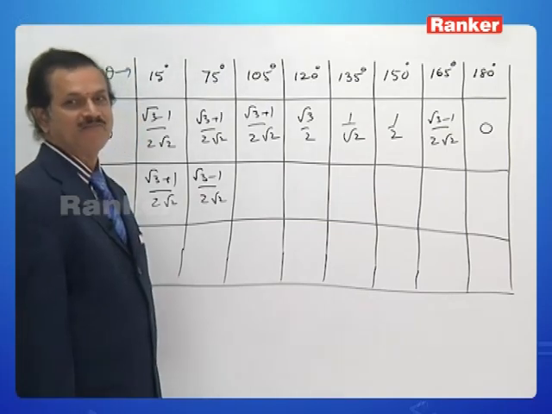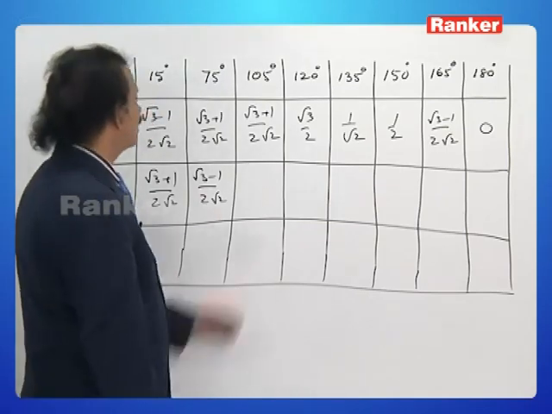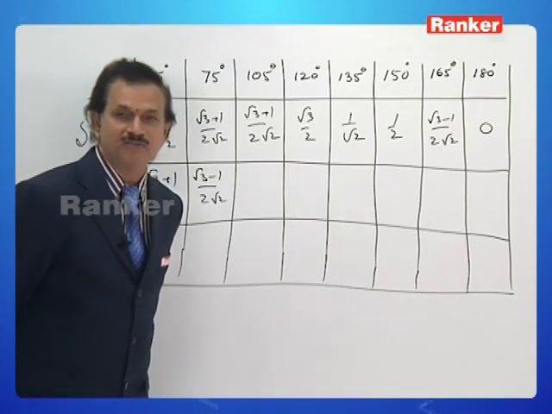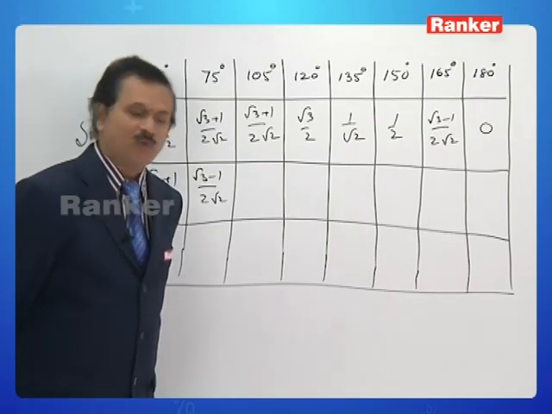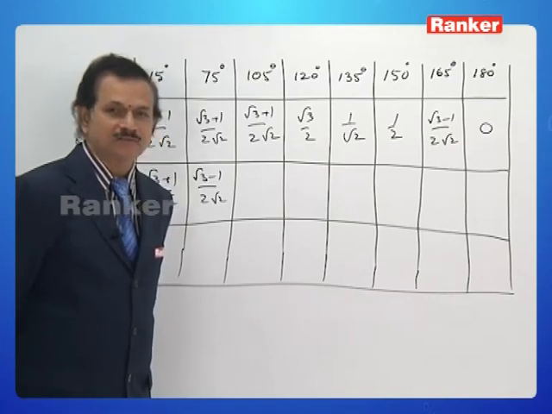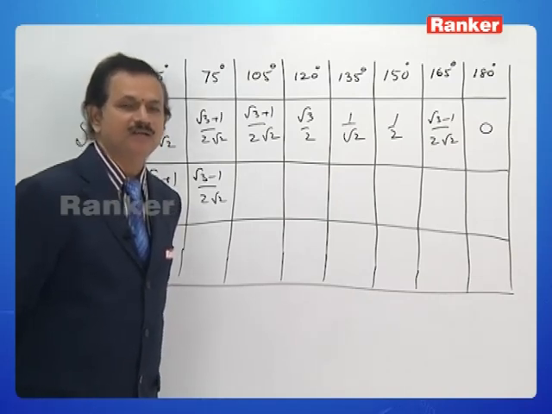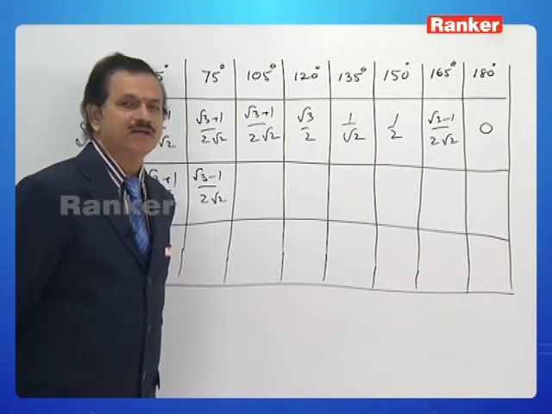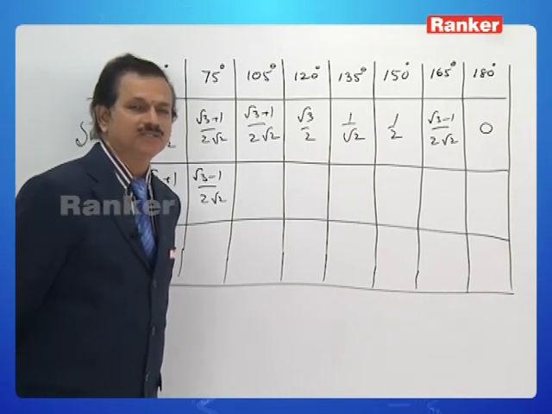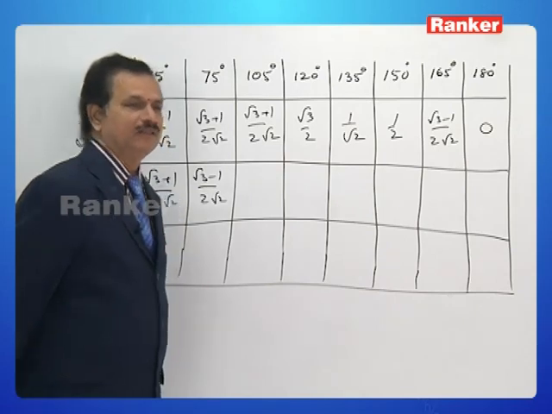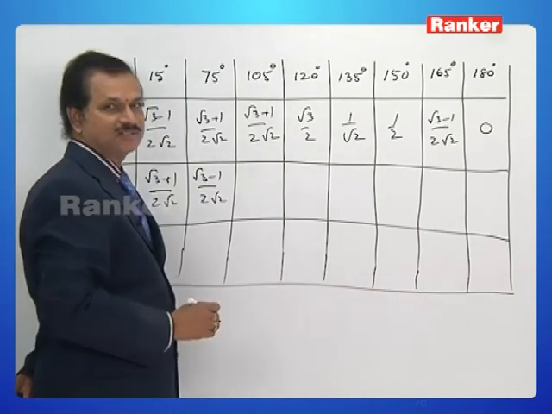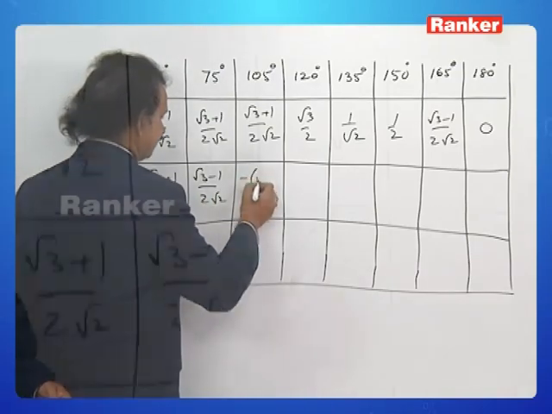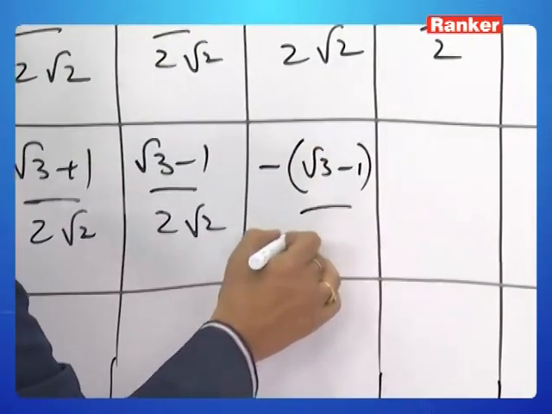Come to deal with the values of the cosine function. Cos 105 is nothing but minus cos 75. You please recollect. Why? Because 105 degrees and 75 degrees are supplementary. If A and B are supplementary, then cos A is equal to minus cos B. Therefore, this is minus cos 75. Where is cos 75? Just here. Minus of root 3 minus 1 by 2 root 2.